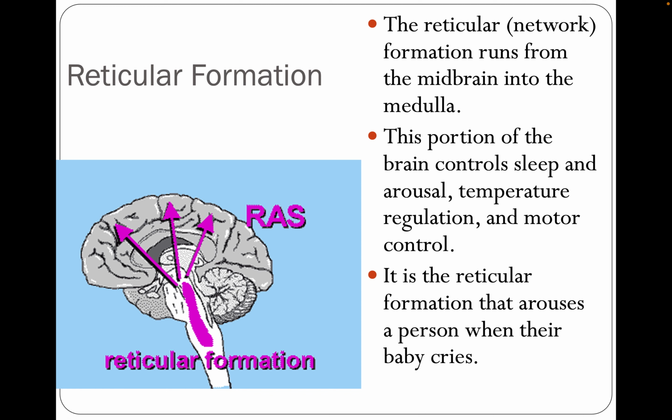The reticular formation, where reticular means network, runs from the midbrain into the medulla. This portion of the brain controls sleep, arousal, temperature regulation, and motor control. This is it right here, the reticular formation. It is the reticular formation that arouses a person when their baby cries. It's also the reticular formation that is damaged when you go into a coma. Remember, it controls sleep, arousal, temperature regulation, and motor control. And if you go into a coma, of course, you become paralyzed and you sleep.